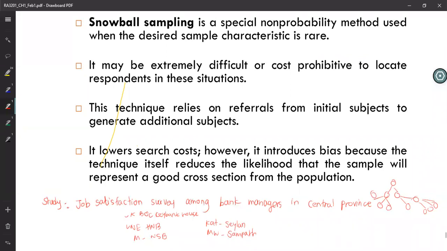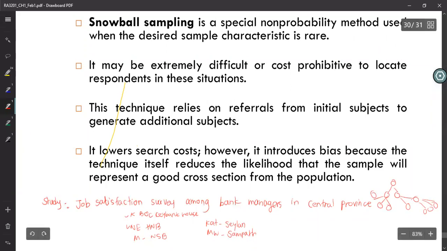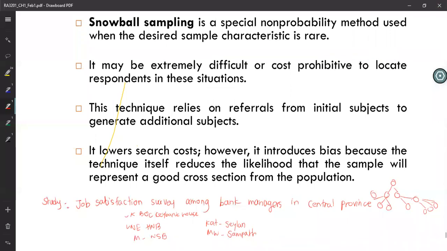So you start with only 5 managers. These 5 will distribute to the next level, the level after that, like that, and you will collect at the end. Say after a month, you meet these 5 friends. They will have a lot of filled questionnaires from their friends. So you collect them. That is called snowball sampling.